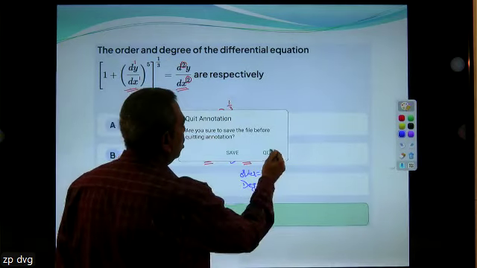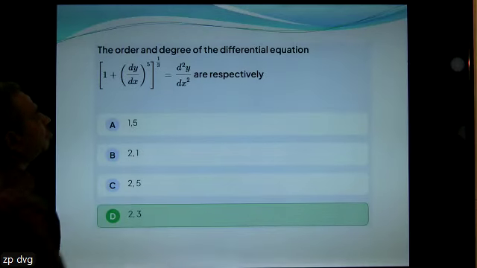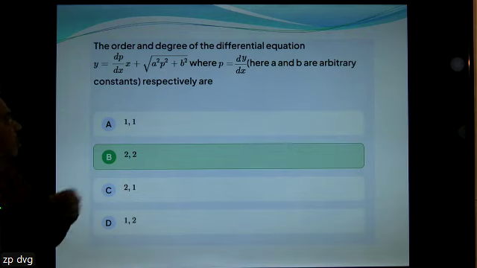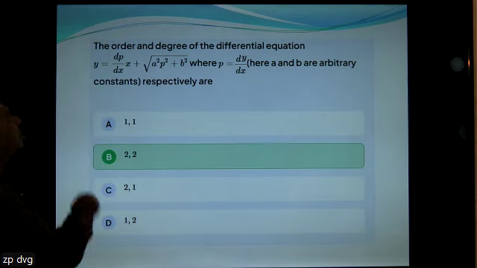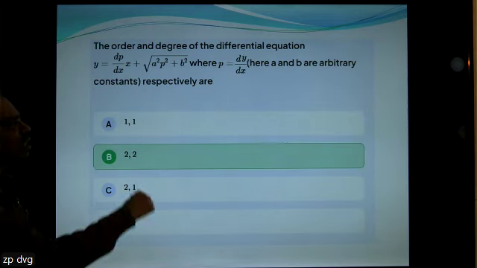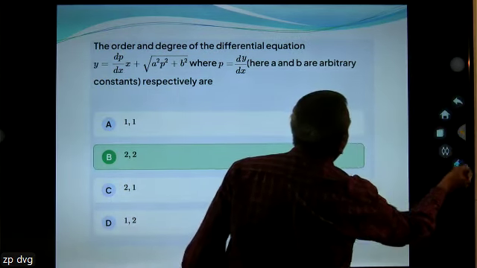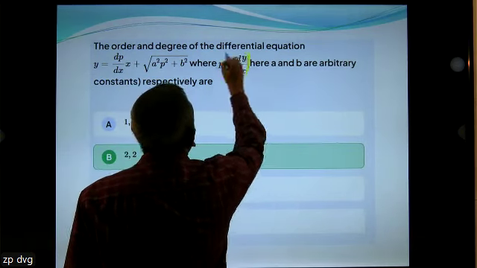Now just see the next question. In the next question, he is asking to find the order and degree of the differential equation. So this is the question given. y is equal to p times x plus root of a square p square plus b square, where p is nothing but dy by dx. He says that this p value is nothing but dy by dx. So this p is equal to dy by dx is given now.